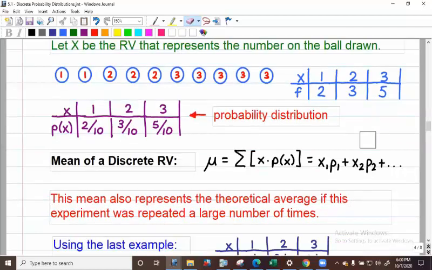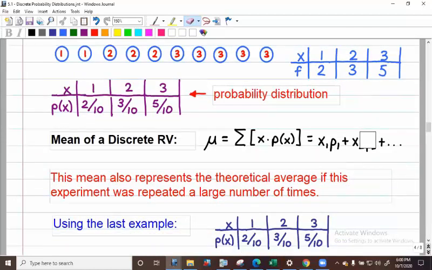Now let's talk about the mean of a discrete random variable. Now this one you could actually do pretty easily. You could just add up the numbers and divide by 10. But we need this formula for other types of problems, so we want to know this formula. The mean also represents the theoretical average if this experiment was repeated a large number of times, sort of like the law of large numbers that I talked about. If you did this over and over and over, your measured result should be close to the theoretical result. I'll mention that here again in just a second.